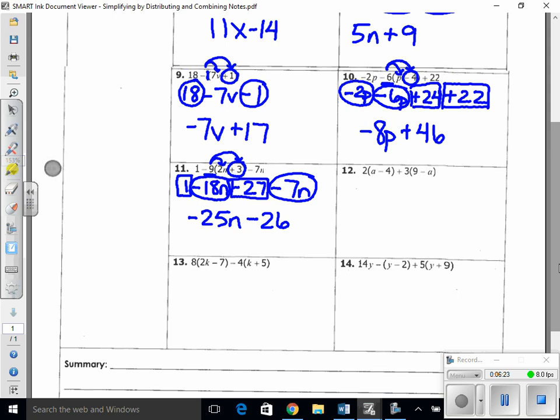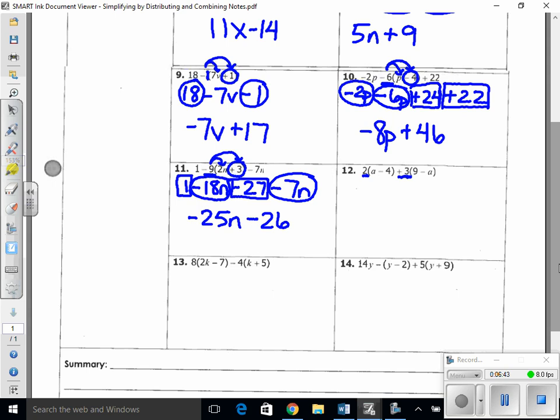All right, when you get to number 12, you see two sets of parentheses, and that means you've got to distribute twice, 2 different times with 2 different numbers, and then you combine. So always distribute first, no matter how many of them you've got. All right, so in the first parentheses, we're distributing a 2. In the second parentheses, we're distributing a positive 3, and then we'll look at what we've got left.